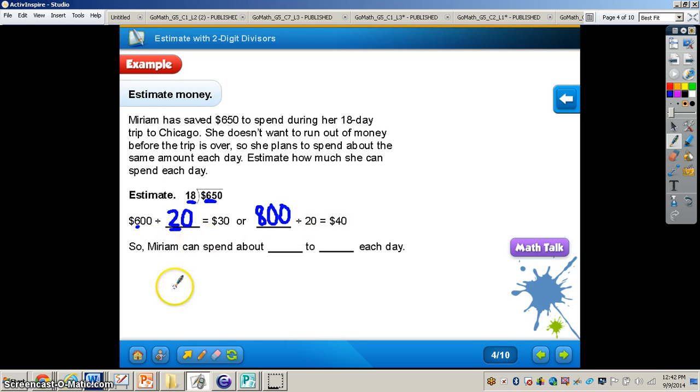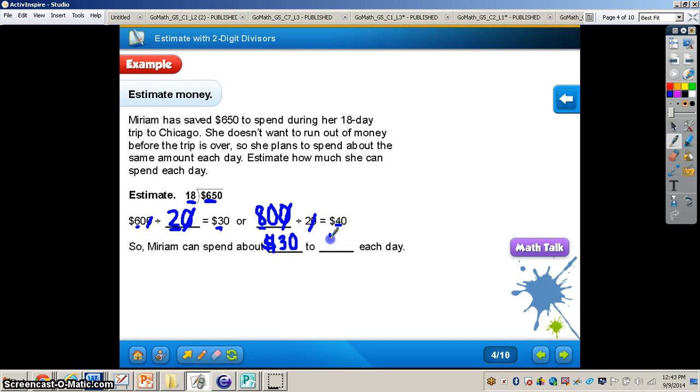Now another trick, whenever you're dividing with zeros: you can cross out a zero in the dividend, but you have to cross out a zero in the divisor. There's also a zero in the dividend here, so 6 divided by 2 gave me 3, and then just tack on that extra 0 for 30. Same thing over here. We can cross out a 0 in the dividend as long as we cross out a 0 in our divisor. We have 1 0 left over because we can't cross any more out in the divisor. 8 divided by 2 gives me 4, and then tack on that 0 at the end. So we can see that Miriam can spend about $30 to $40 each day.